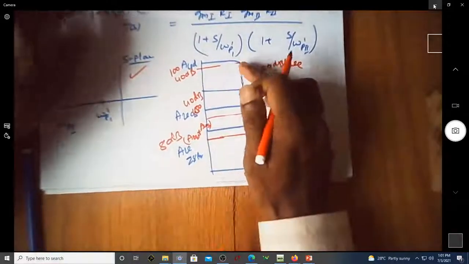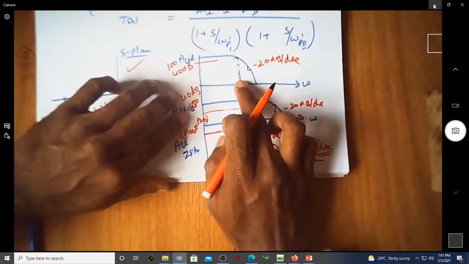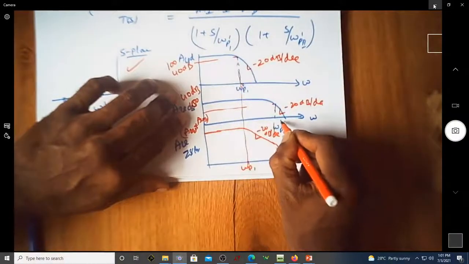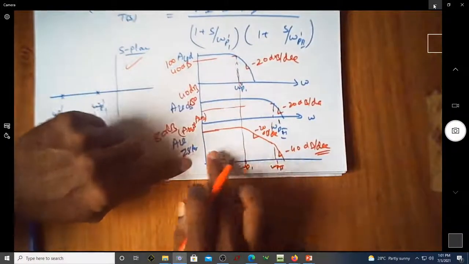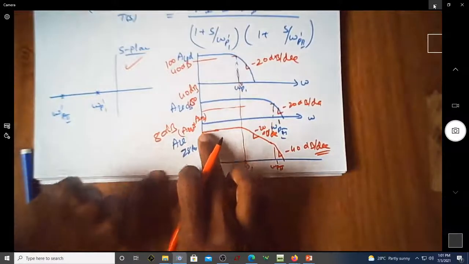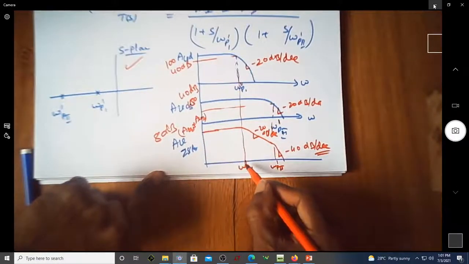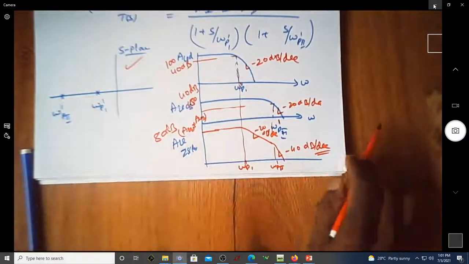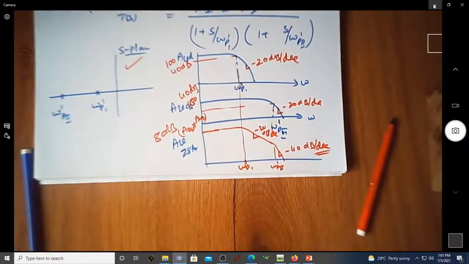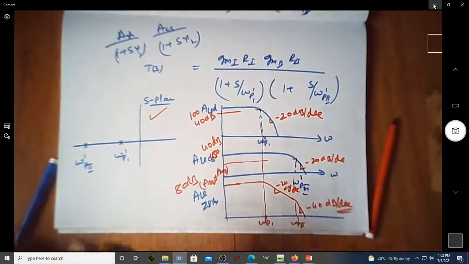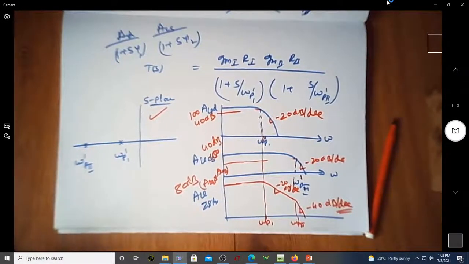So relatively when you write it, you can see this is a bit far away compared to this. This is omega p1 dash, this is omega p2 dash, and corresponding to that we're going to have a cascaded version which will have a larger gain, and two poles. One is at omega p1 dash, the other is at omega p2 dash. In the next video we'll see what is the impact of this on the performance of this amplifier.